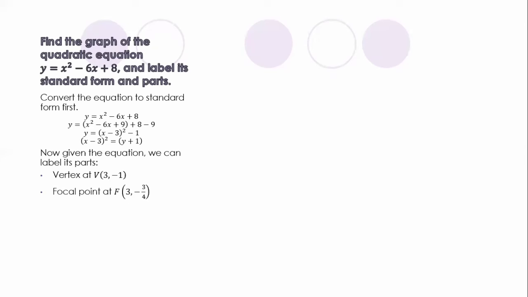For the focal point at F, we have 3 and -3/4. So for the 3, we just copied the 3 from the vertex. And for the -3/4, we need to add the k and the p. For our k is -1 and our p is 1/4. So -1 plus 1/4, we have -3/4.